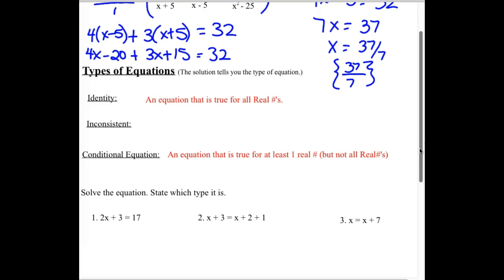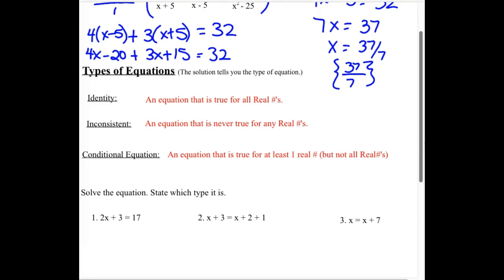An identity is an equation that is always true. It works for every real number. Doesn't matter what I plug in for x, it will always work. Inconsistent is the opposite. It's never going to work. There's no solution that makes that equation true. All right, I'm going to pause the recording, give you a minute to write those down.